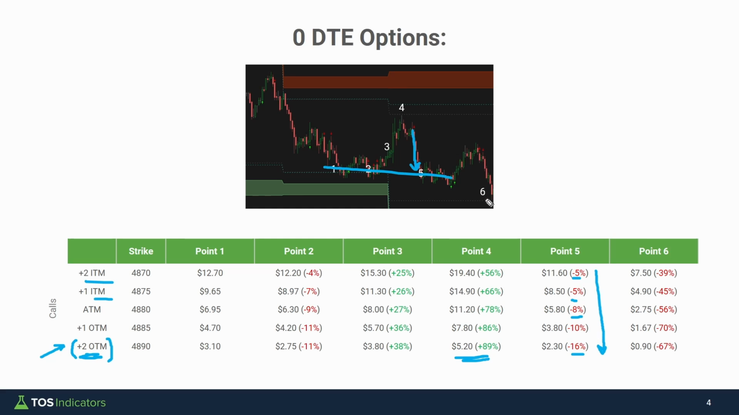Now, as soon as you get to point number 6, you can see that the 2 strike out of the money options are getting pretty close to worthless, minus 70% nearly across the board for the out of the money options, and even the at the money and the in the money options are now starting to lose their value fairly quickly. If you were to use something like a plus or minus 40%, the in the monies would have hit your target only in this move from point 3 to point 4, but would have hit your stop much quicker in this point 6 move right down here.